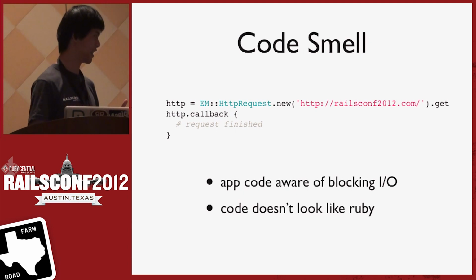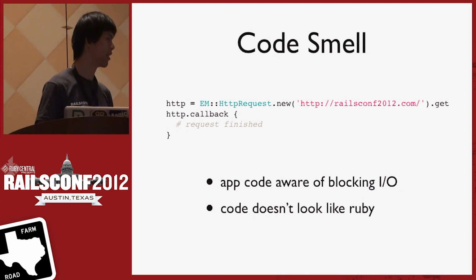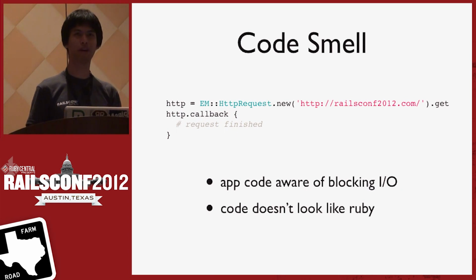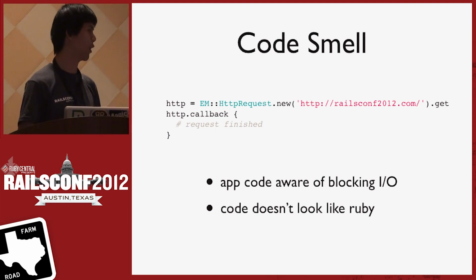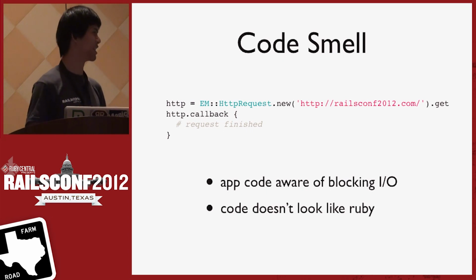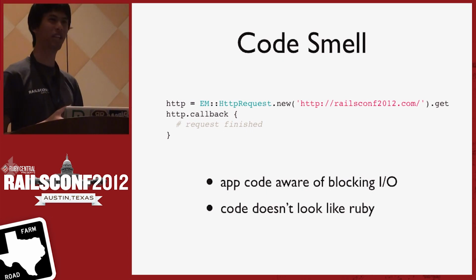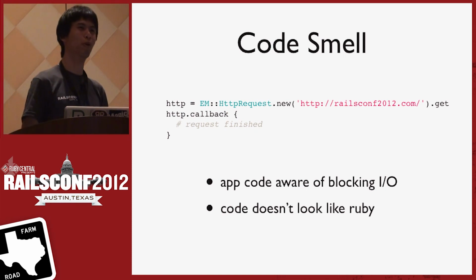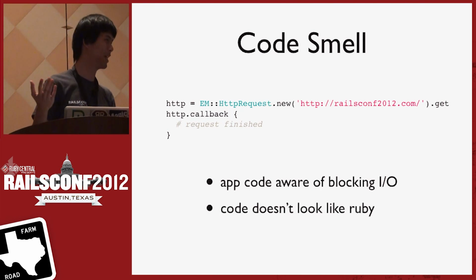But unfortunately, this has the same code smells that we were talking about earlier, right? Suddenly, when we're writing code, we're manipulating the scheduling of I/O by ourselves. And I think even worse than that is this doesn't really look like Ruby, right? Syntactically, it is Ruby. It's valid Ruby. But this isn't what I would write if you told me, fetch me a web page, right?